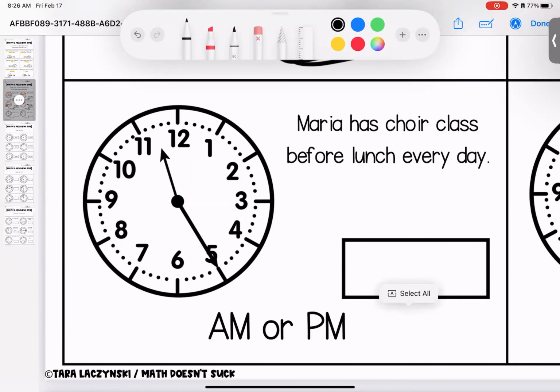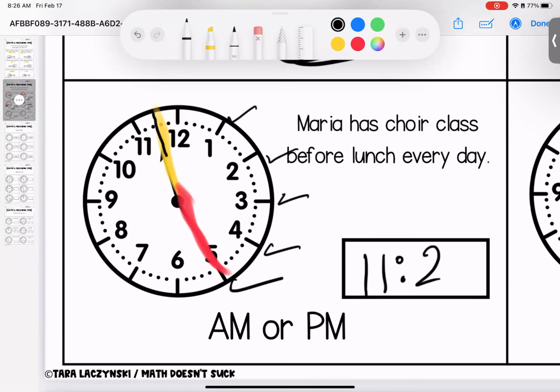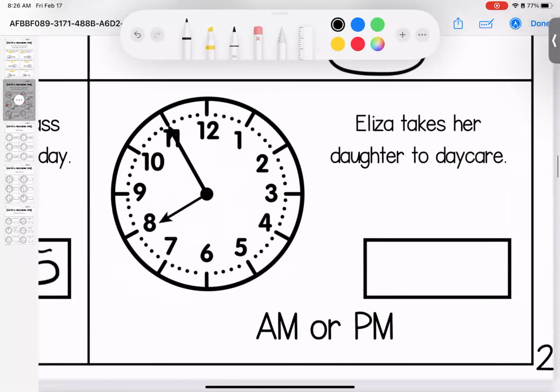Maria has choir class before lunch every day. So if we're extending our hands and marking them up so we can see the difference, this is going to be in the 11 o'clock hour. It's past 11, not yet to the 12, and the minute hand is on the 5. So 5, 10, 15, 20, 25. At 11:25 a.m. before lunch, Maria has her choir class.